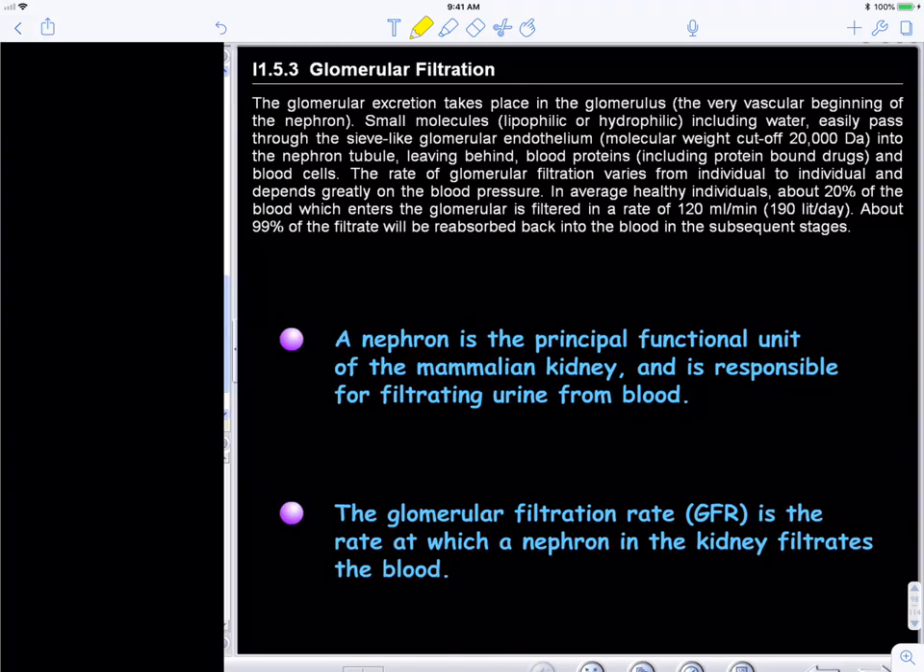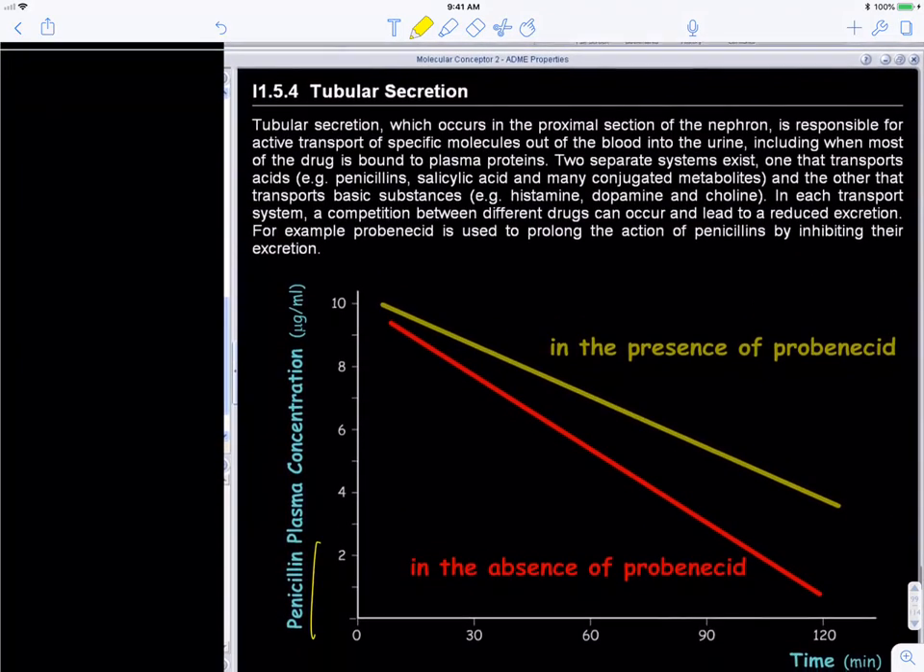Importantly, the glomerular filtration rate, or GFR, is one of the parameters that will help us determine how long a drug resides in the bloodstream. And basically, it's the rate at which the nephrons in the kidney filtrate blood.